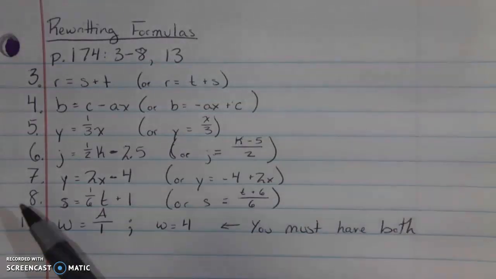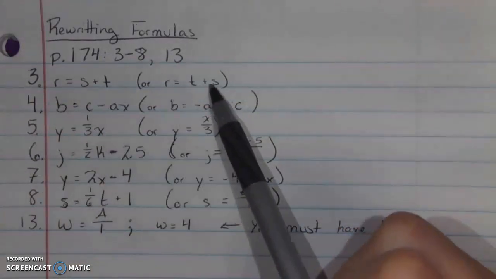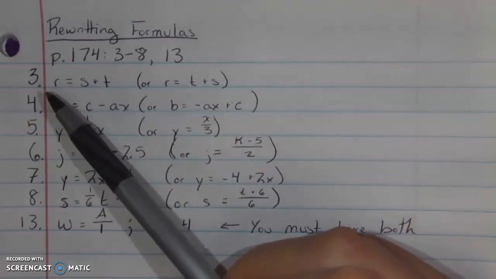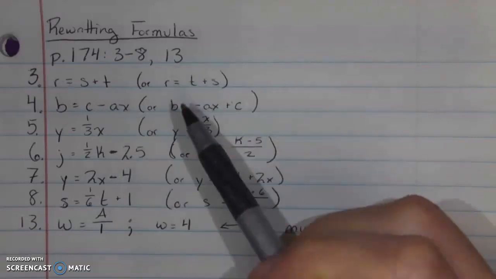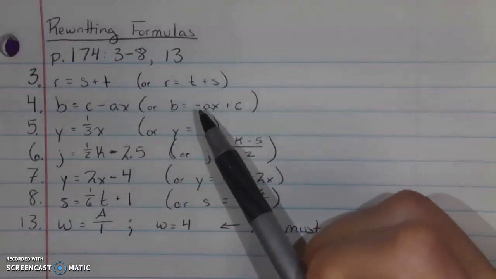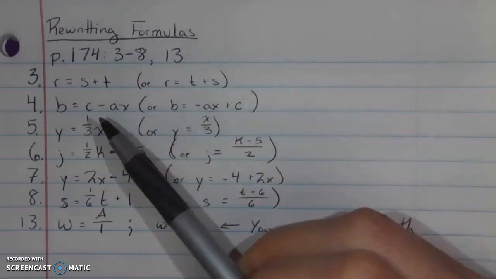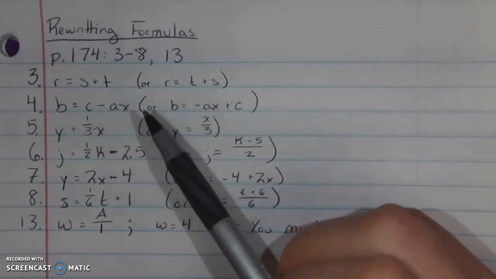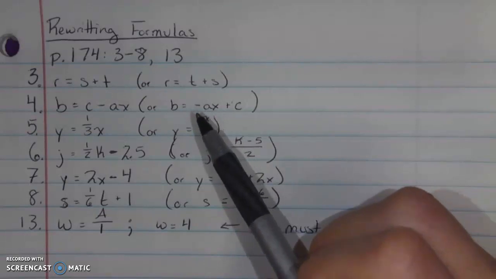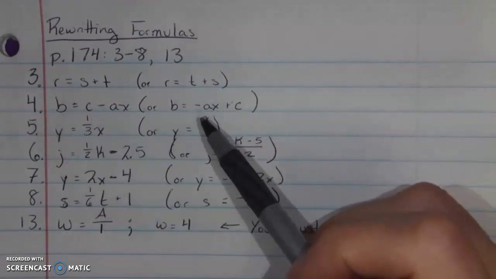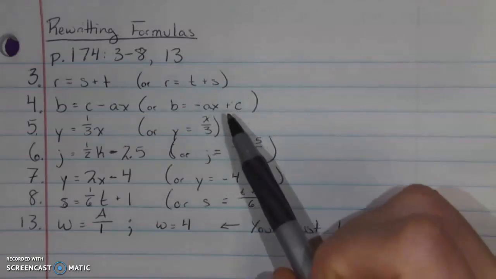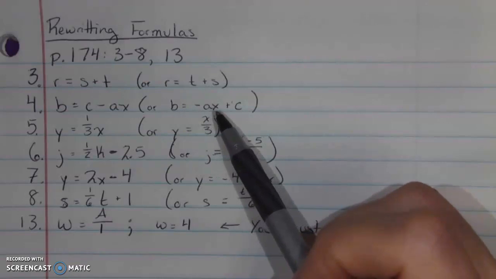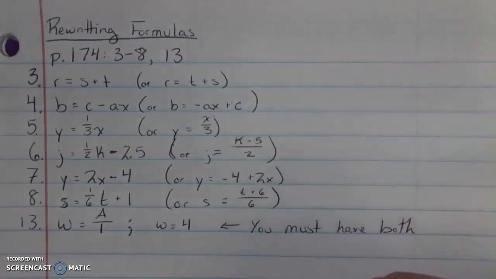Now, watch that. Even if you have maybe one of the secondary answers, so for instance, number 4, where b is equal to c minus ax, you might have written b is equal to negative ax plus c. Now these are equivalent, they are the same thing. Just watch out if you wrote it the secondary way that you keep the negative with the correct value. If your negative has moved, so for instance, if you wrote b is equal to ax minus c, that answer is wrong.